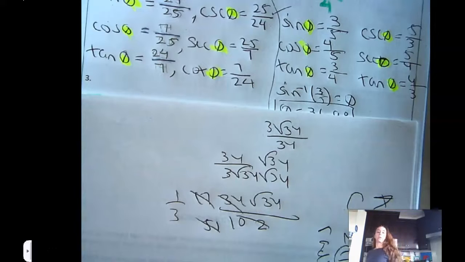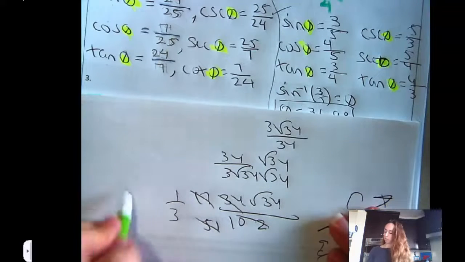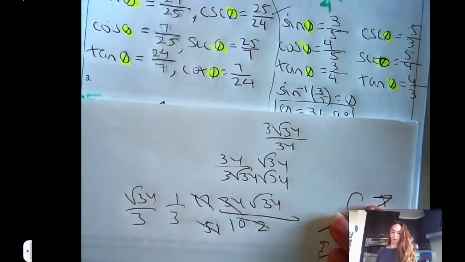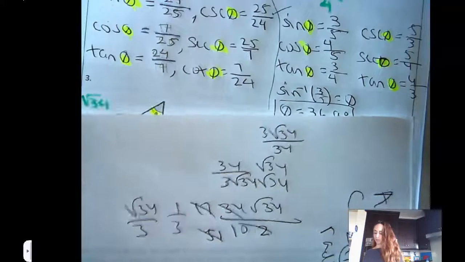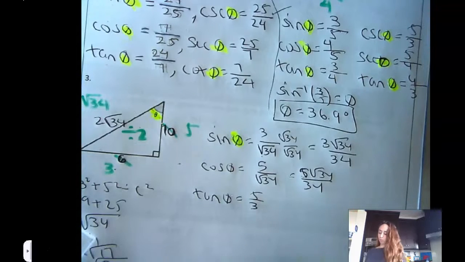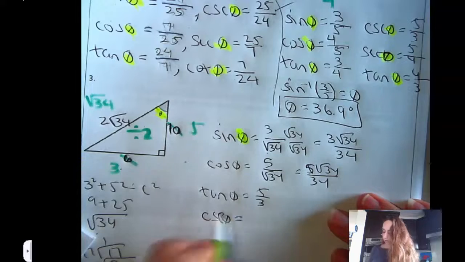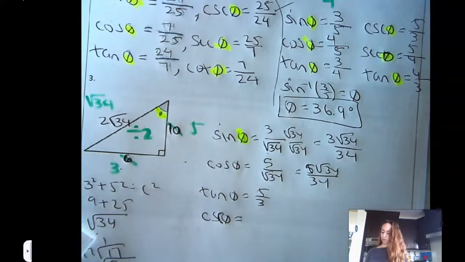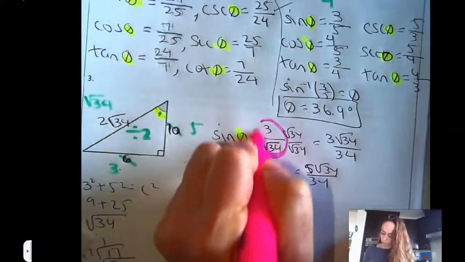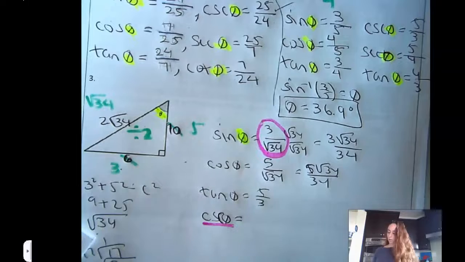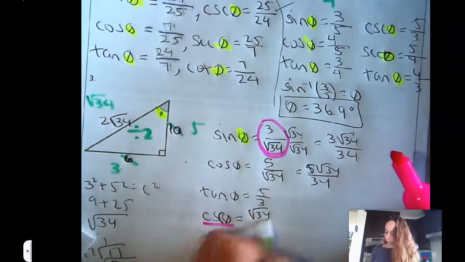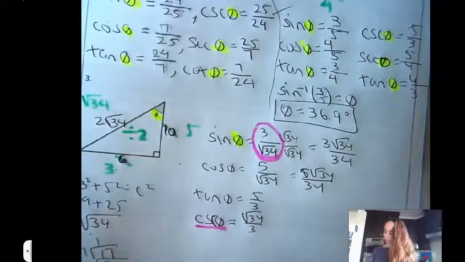Okay, this is too annoying. So then I end up with rad 34 over 3. And some of you go, what? I agree. So what I want you to do is when you're doing cosecant of theta, I don't want you to flip this. I want you to flip the beginning. Okay? And if you flip that, it's just rad 34 over 3, which is what I got after this hot mess. So let's look at cosine.